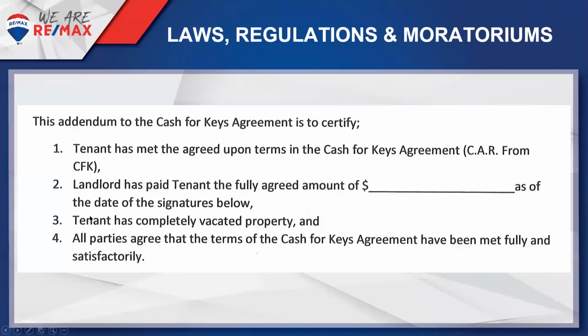That's a technical point in the law, and that's important: when the tenant does move out, you have them acknowledge that in writing, that yes, I have moved out of the property. Okay, that's good. You can't move back in. All parties agree that the agreement has been fulfilled satisfactorily. So that's the basic information contained in the cash for keys.